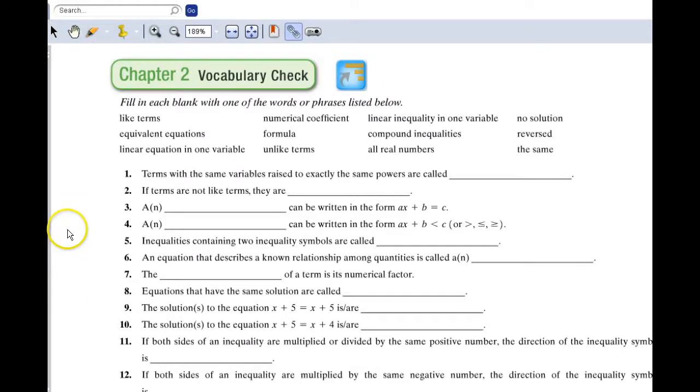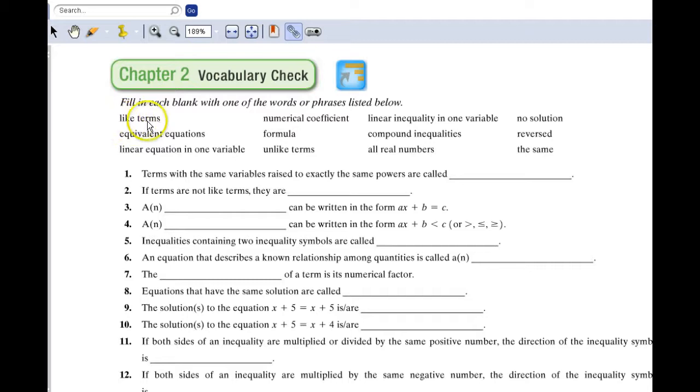Going on now to continue our review for the final exam. We're looking at, again, vocabulary check. It helps you communicate, and many of the main points of mastery are involved in knowing the vocabulary. Chapter 2 deals with equations, and we'll want to know these.